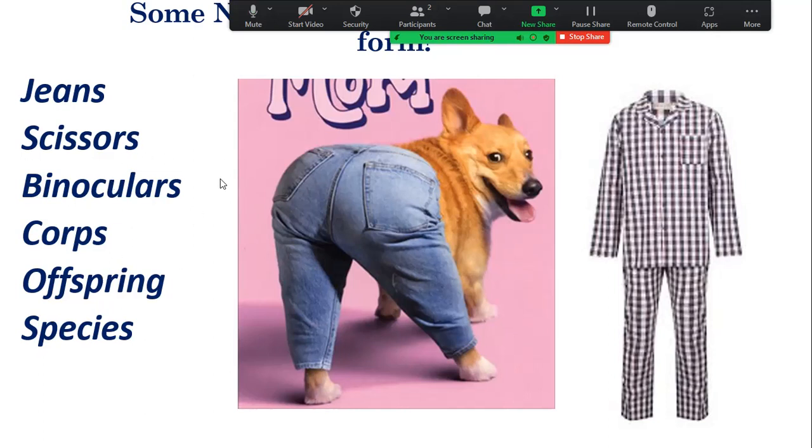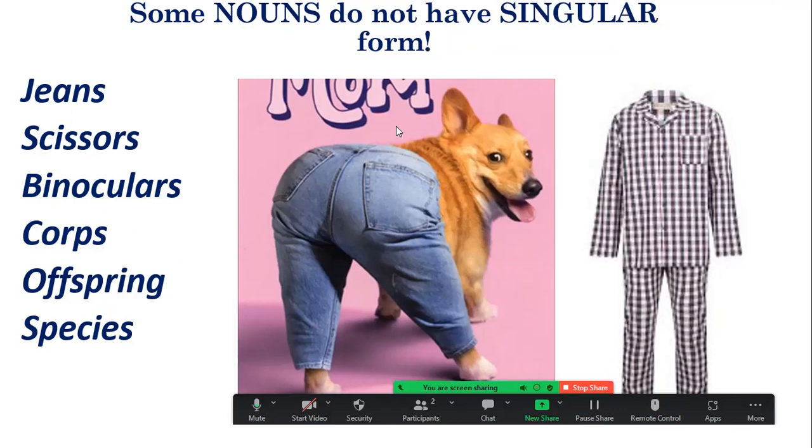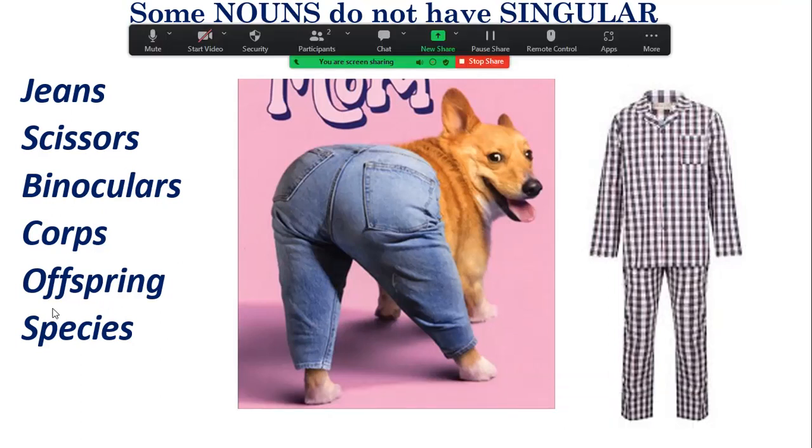Now, the reason these nouns do not have singular form is because most of them always come in pairs. Scissors, two. Binoculars, for both eyes. Okay, good. Now look at this one. Offspring. There is no plural form, do not add an S and say offsprings. Offspring is offspring.